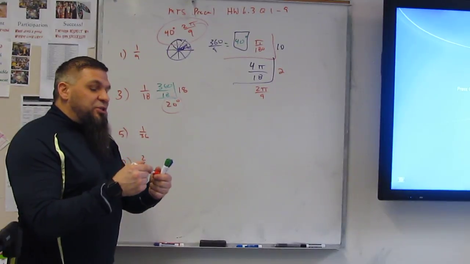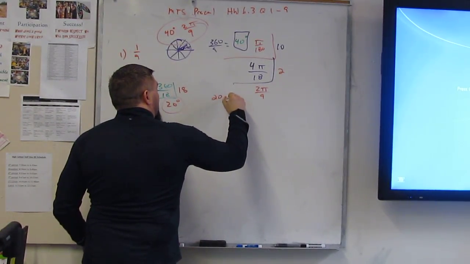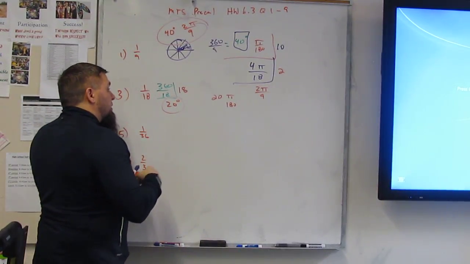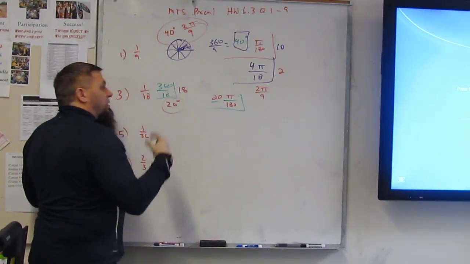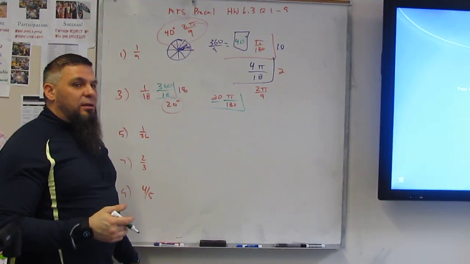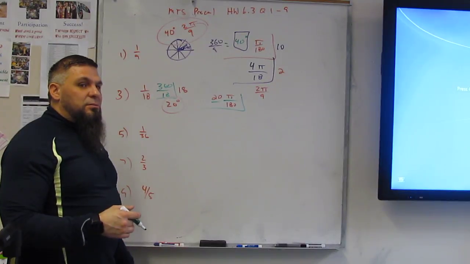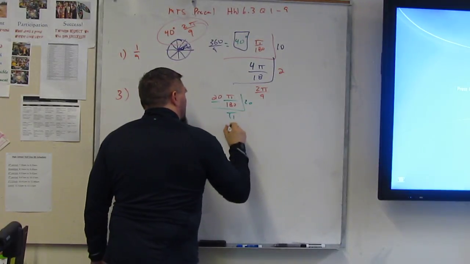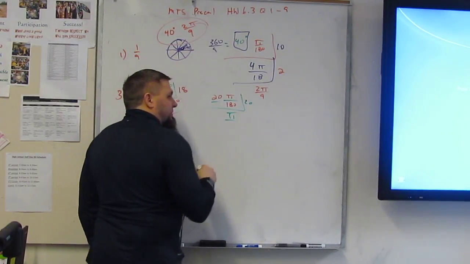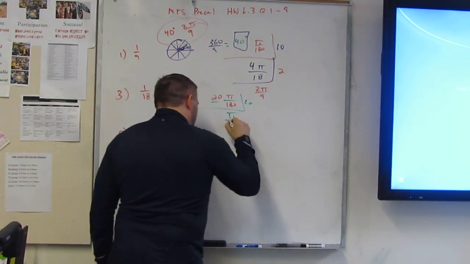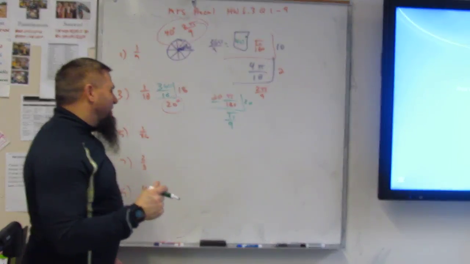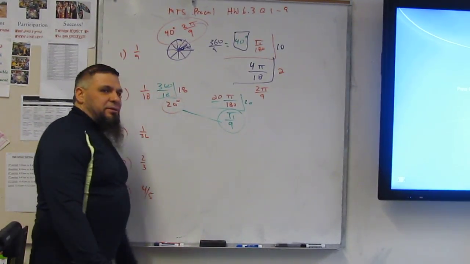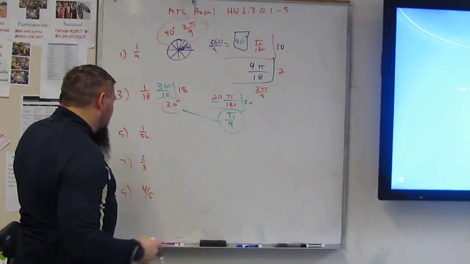Now we got to change 20 degrees into radians. So that's pi over 180. So just think about it like this. What goes into 20 and 180? How many times? 9 times. So we got pi over 9. So those are our 2 answers.